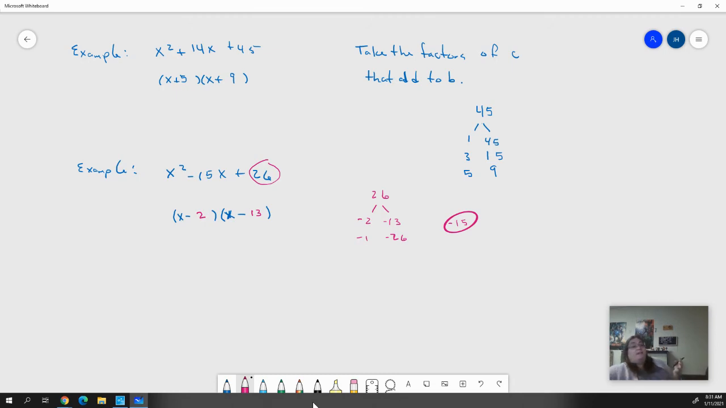Do I know if I'm right? There's always a way to find out if you're right, because you can multiply out these factors and see if you get the same equation. You can always tell if you're right.